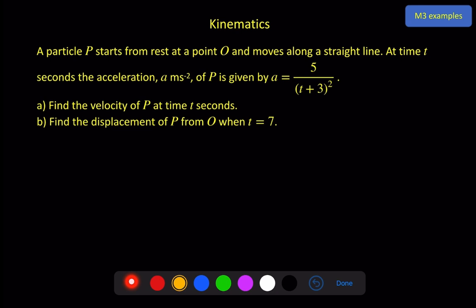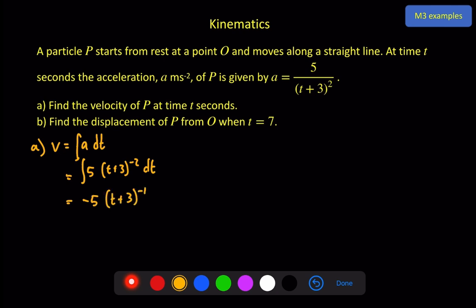Okay, so we're going to do pretty much what we just did in the starter, and we're going to integrate the acceleration to find the velocity. Here we have 5 (t plus 3) to the minus 2, and we can integrate this because the function inside the bracket is a linear expression, so we can just increase the power and divide by it. We get minus 5 (t plus 3) to the minus 1, plus c.